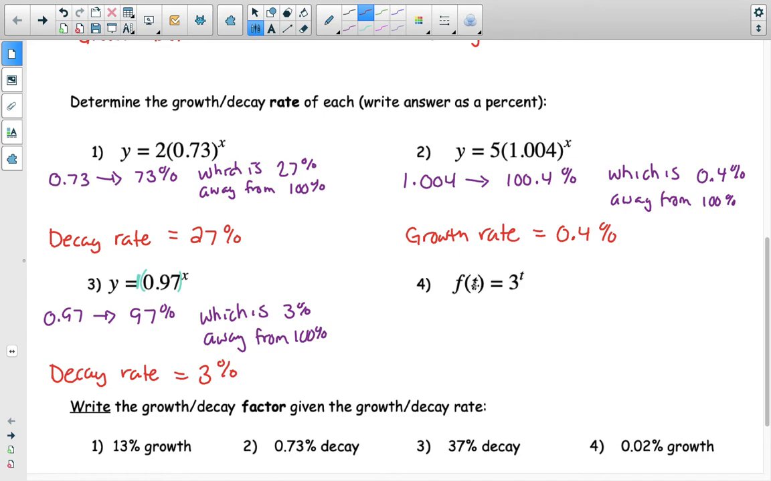On 4, we have f of t equals 3 raised to the t. So same type of thing. We have 3 raised to the t, that is in parentheses, and there's a 1 as your starting value. So we take our factor of 3 and we change that into a percentage. The decimal for the 3 is after the 3. So we move it twice to the right. This is 300%.